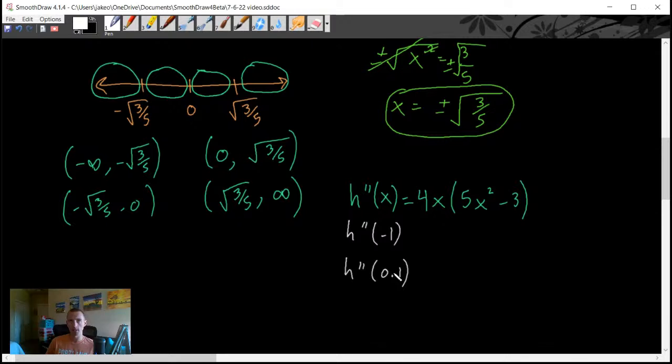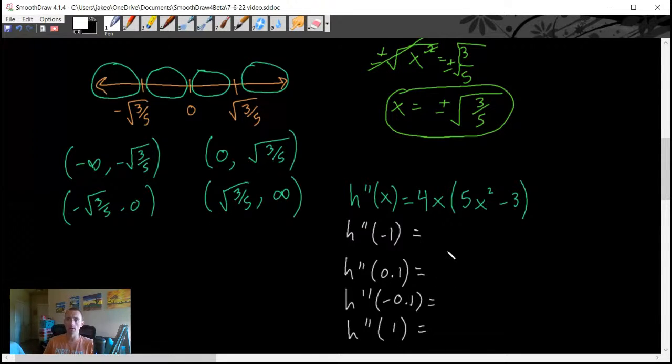Then if we take some number within this interval, let's just say -0.1, which is between negative square root of 3/5 and 0. And then some number over here, we will take +1. So basically, if we plug these 4 numbers into our second derivative, that's going to tell us if our original function is concave up or concave down within each of these intervals.